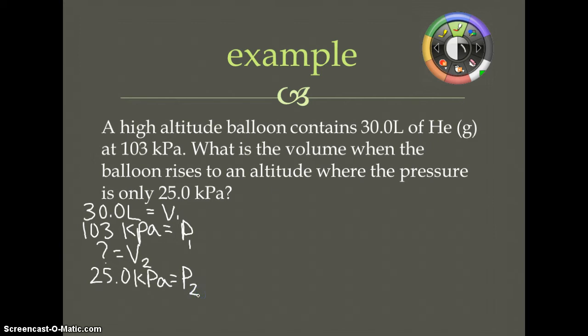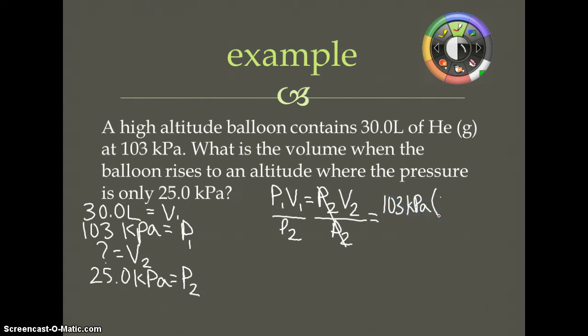So now that we have identified our variables and which one we're looking for, you can take your original equation, P1V1 equals P2V2, and rearrange so that the one that you're solving for is by itself. So we're looking for V2. That means we have to get rid of P2. So now we can plug in and solve. So our P1 is 103 kPa. Our V1 is 30 liters.